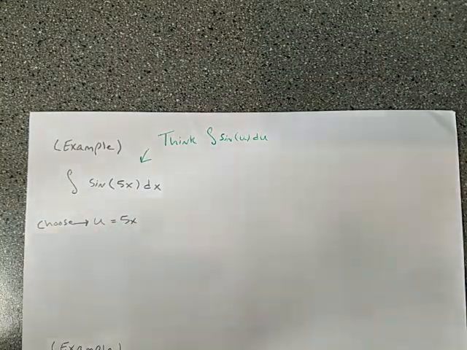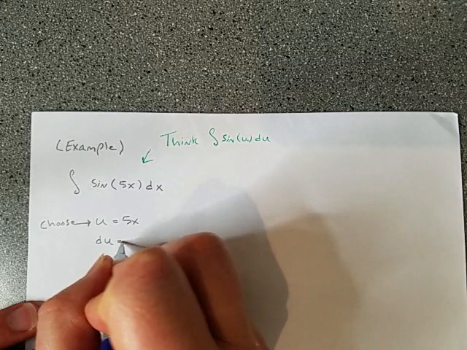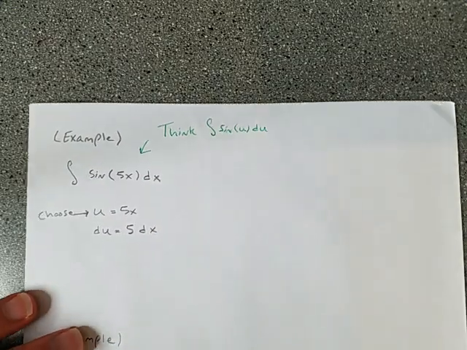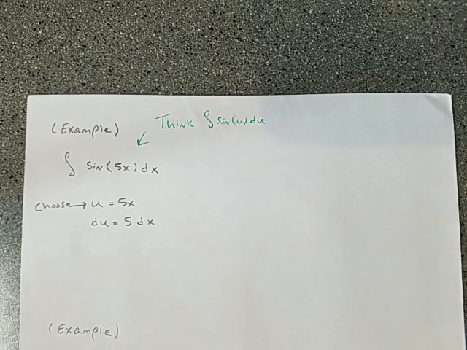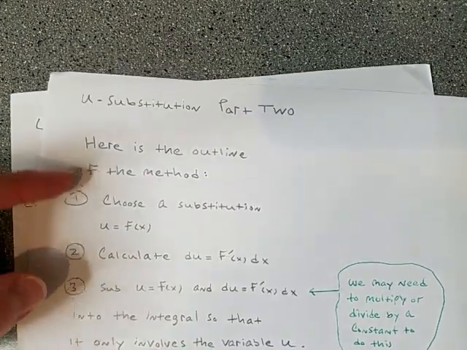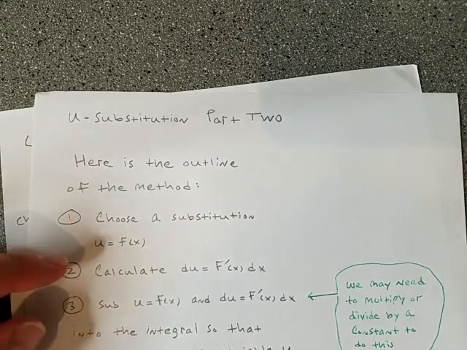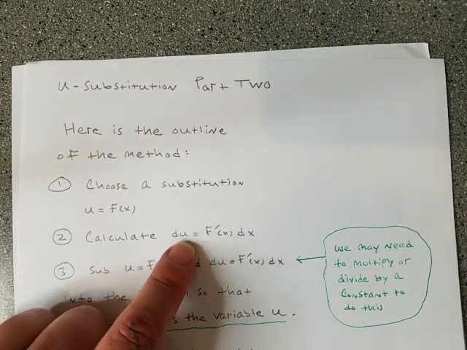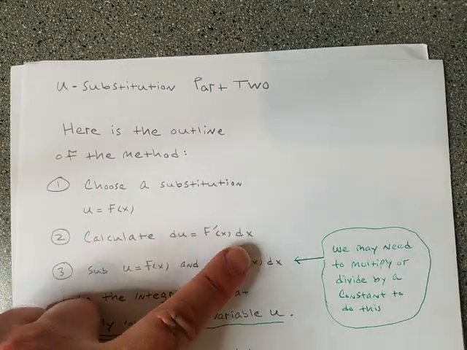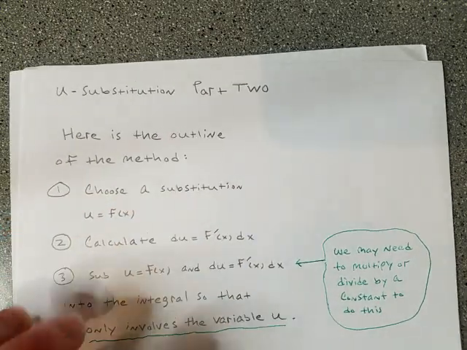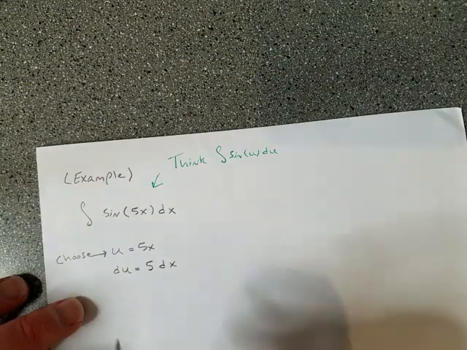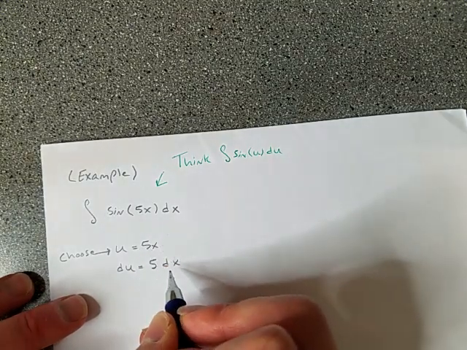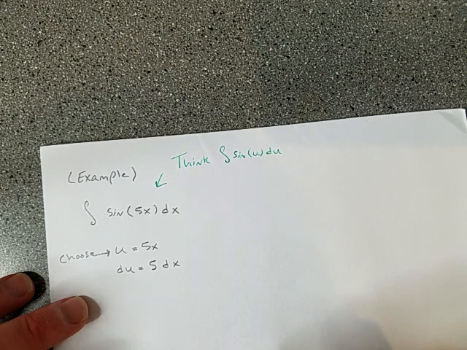So we chose u. What's du? du is 5dx. Now, as I do these, I'm trying to consistently emphasize some of the same things. But here's the outline of our method. How do you do u substitution? You choose a substitution, u being some formula that involves x. Then you calculate du to be equal to f prime x dx. Both of those then are substituted after that. So if I choose u to be 5x, the derivative of 5x is 5. du is 5 dx.